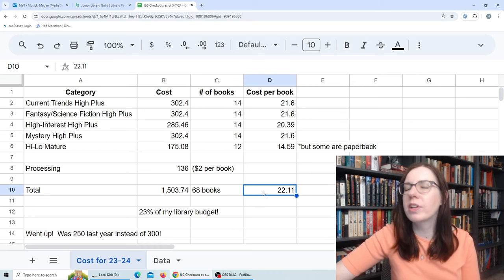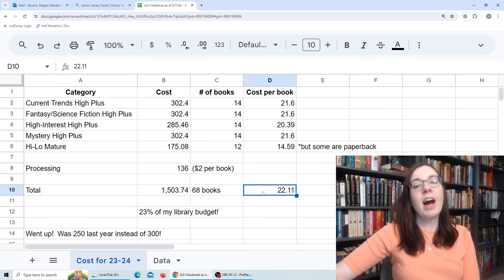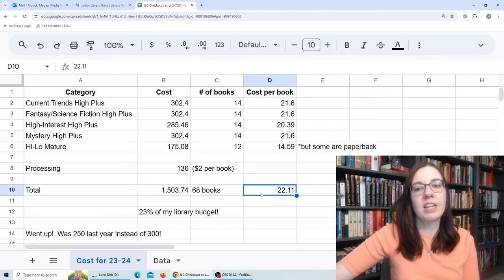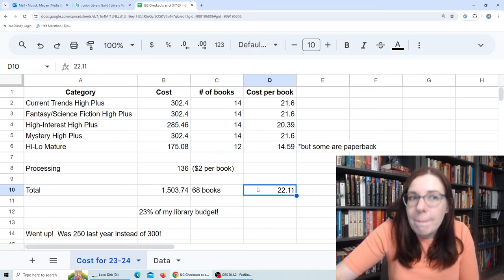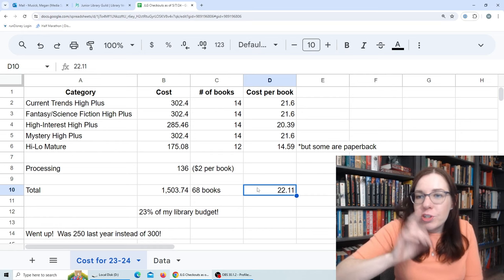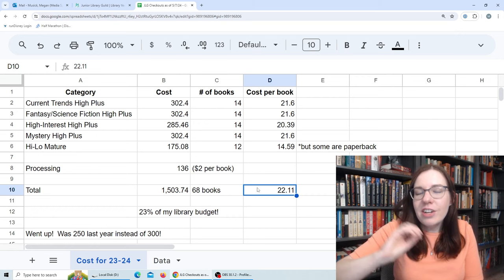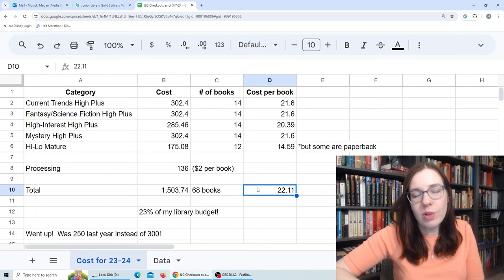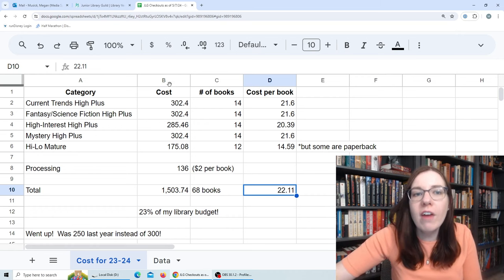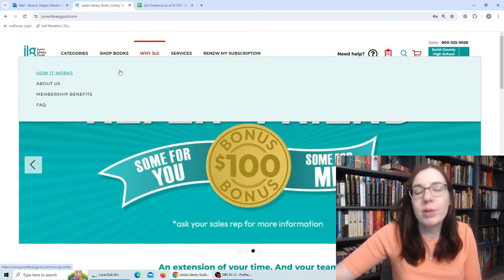That is way more than I'm paying on Amazon. So I don't think it's worth it unless the books are getting checked out a lot, like if they're picking amazing books. But I will tell you a little trick, and don't tell anybody, it's a secret: if you subscribe to even one category on Junior Library Guild, you can see all of the possible books that they could send you.